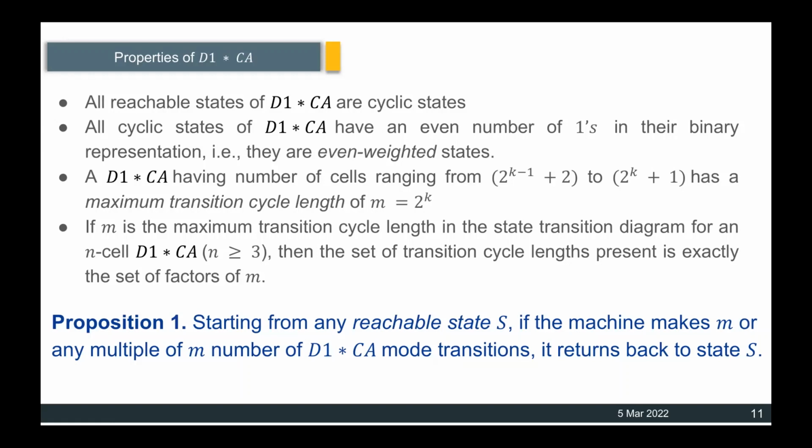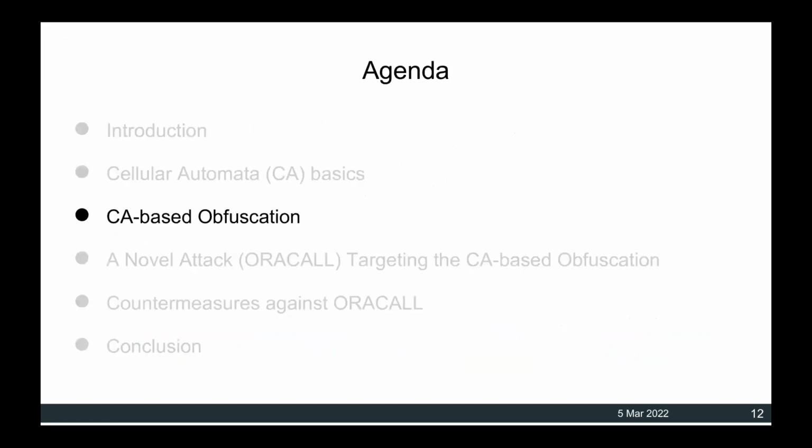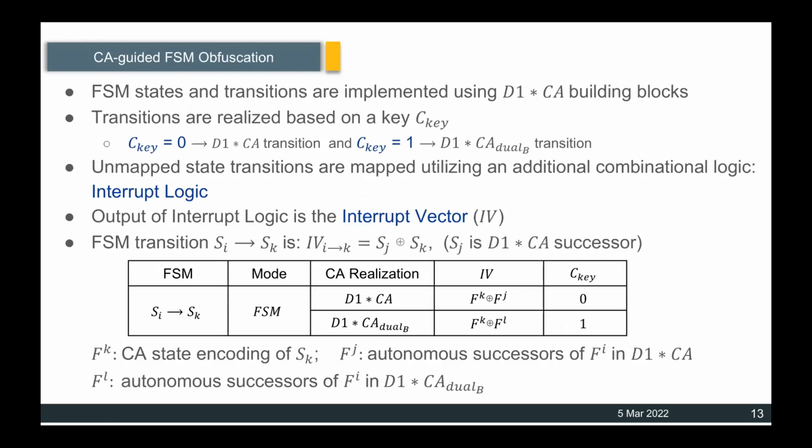So that is pretty obvious from the state transition graph that we just now saw. So now how does the CA-based obfuscation work? In order to obfuscate the finite state machine transitions, the designers propose that you use two variants of key. So one is what is called as a C key, or CK.